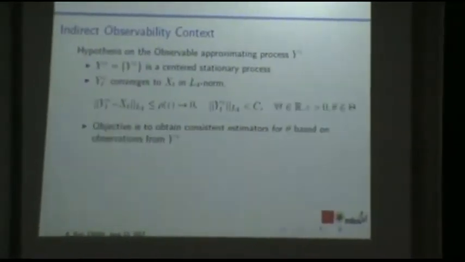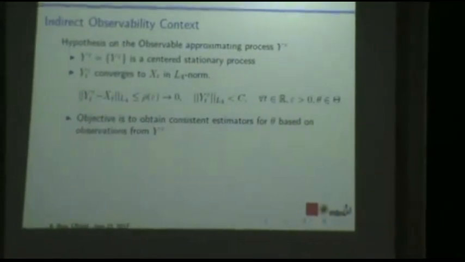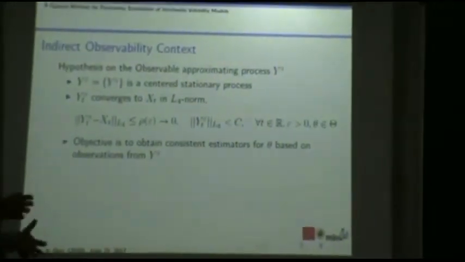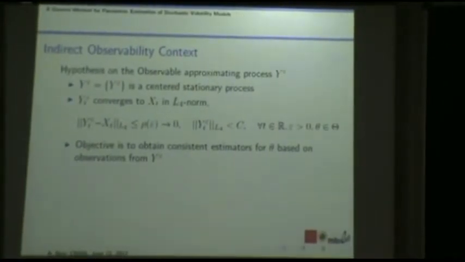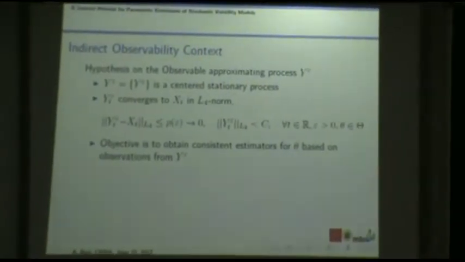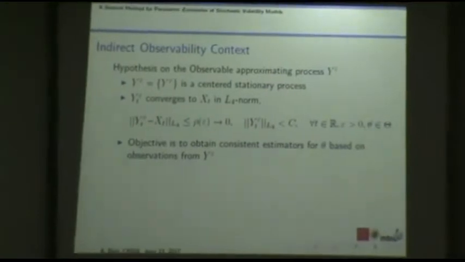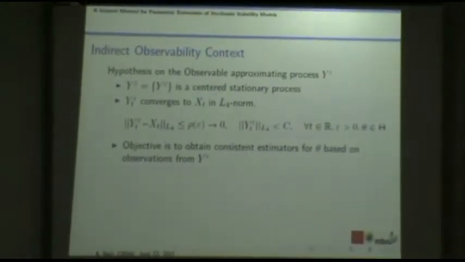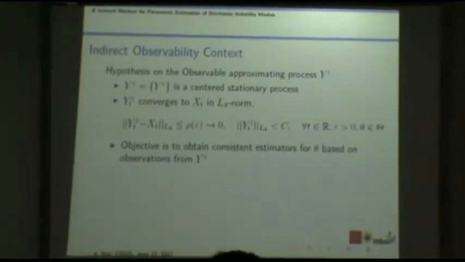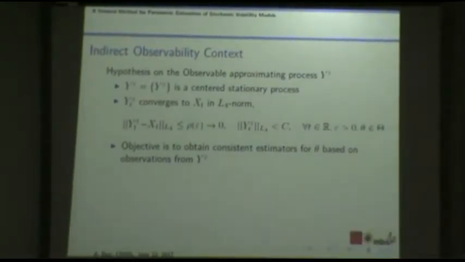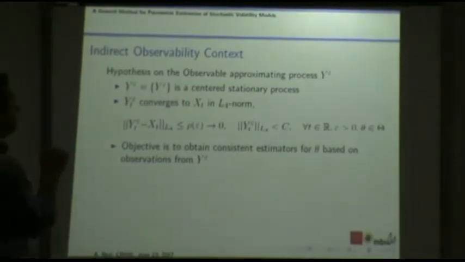Now, because this is an indirect observability framework, I need to set up some hypothesis on the approximating process Y epsilon. Y epsilon is the process on the basis of which I will estimate my parameters theta, which characterize the unobservable process X(t). The hypothesis on Y epsilon is that it's a centered stationary process, so it can have an arbitrary probability distribution, with no assumption on the distributional aspect of it.